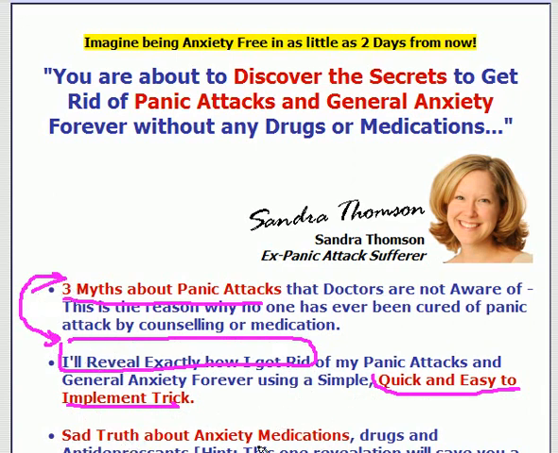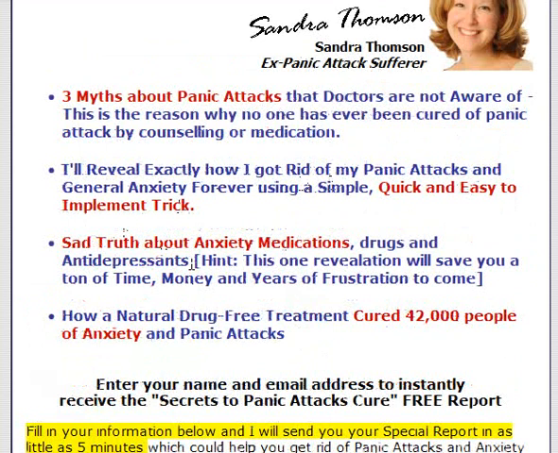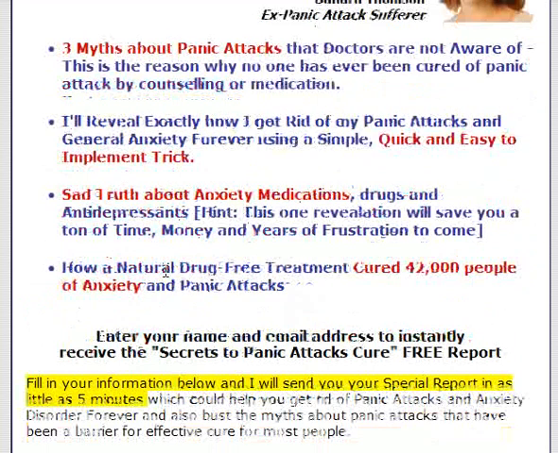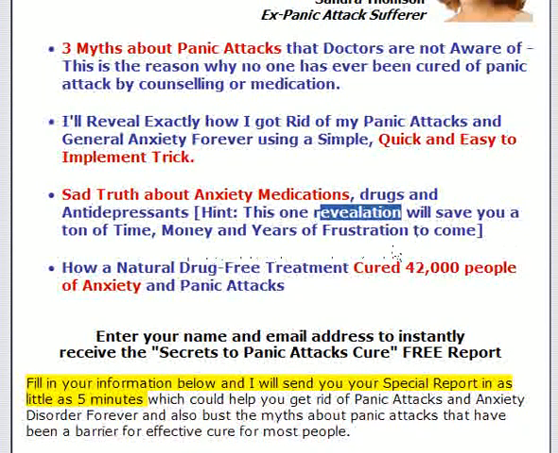The sad truth about anxiety. This fits in right away with the top one, but it doesn't fit in with the second. I'll reveal exactly how I got rid of my panic attacks and general anxiety forever using a simple, quick and easy to implement trick. The sad truth about anxiety medication, drugs and antidepressants. This one spelling error could save you a ton of time and money, years of frustration to come. How a natural drug-free treatment cured 42,000 people.